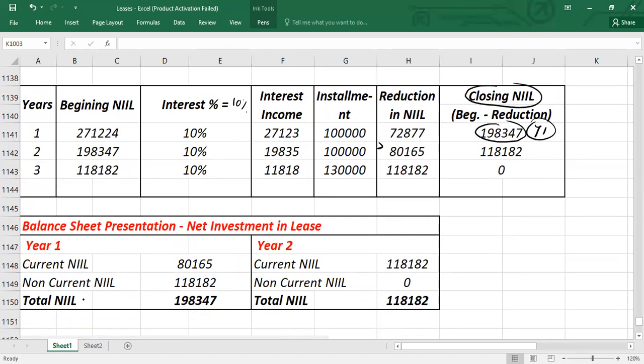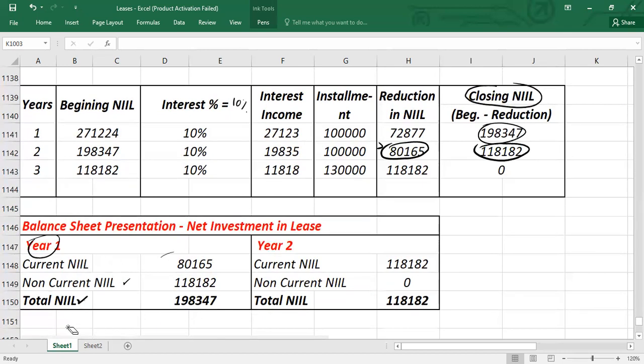198,347. So this is what we put here. In year 1, our total net investment in lease is 198,347. And how much is the current and non-current portion? The amount which I'm going to receive in the forthcoming period, this is the forthcoming reduction in net investment in lease. This is going to be my current, and the remaining is going to be my non-current. And this is how the total is equal to 198.